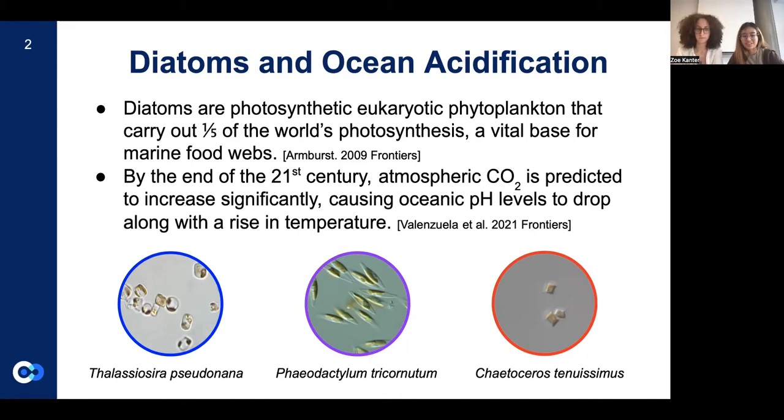The first one is Thalassiosira pseudonana. We actually gave nicknames to these diatoms so they would be easier to communicate. The first one is called THAPS. The second one is Phaeodactylum tricornutum, or we call it Pheo. The third one is Chaetoceros tenuissimus, or we call it CHAT for short.